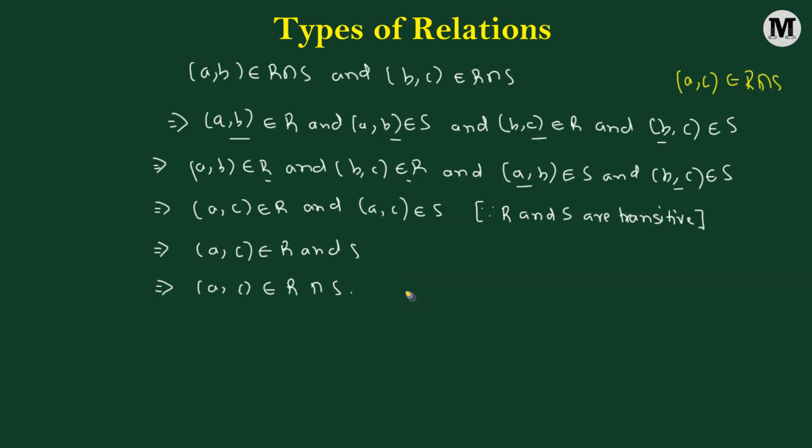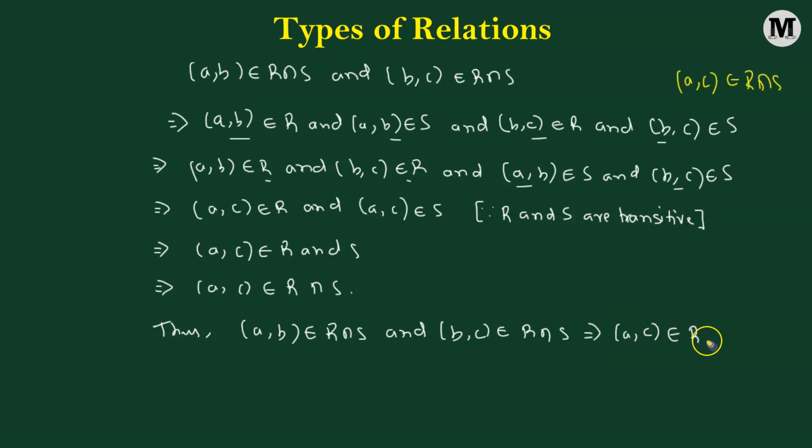So here we started out by considering the ordered pair (A, B) belonging to the intersection of the relations R and S, and we considered another ordered pair (B, C) belonging to the intersection of R and S, and this implied that the ordered pair (A, C) also belongs to the intersection of R and S for all values of A, B, and C belonging to the set A. So this means that our relation R intersection S is also transitive. This is a transitive relation.